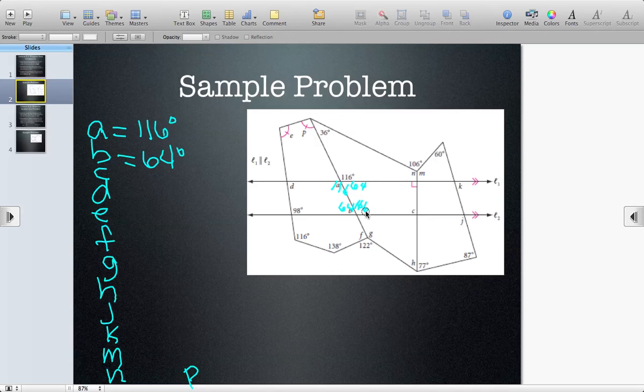Because notice I have a quadrilateral. In fact, it's a trapezoid. So to find angle C, I can add the three angles that I know.